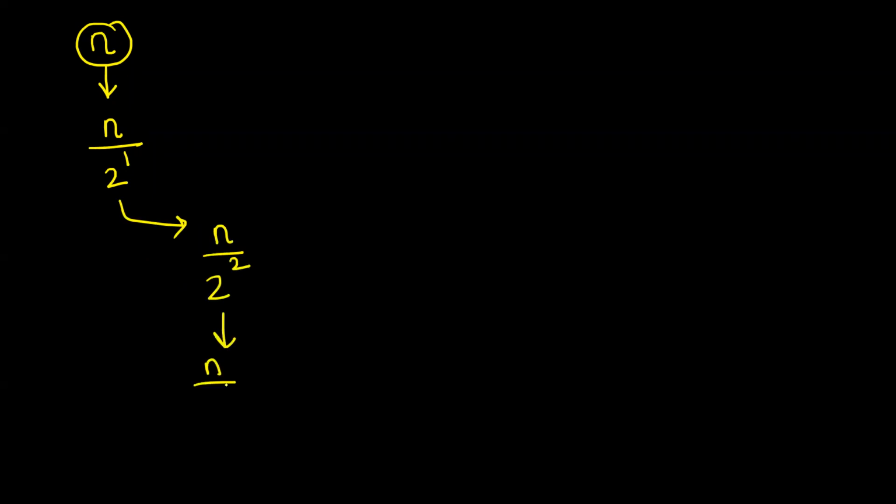So first of all, the value of I is n. The loop runs. Okay, pay attention. Then the value of I will become n by 2 raised to 1. Again, the loop runs. Then the value of I will become n by 2 raised to 2. The loop runs. Then the value of I becomes n by 2 raised to 3. The loop runs, right? And let's say after k passes, you get n by 2 raised to k.